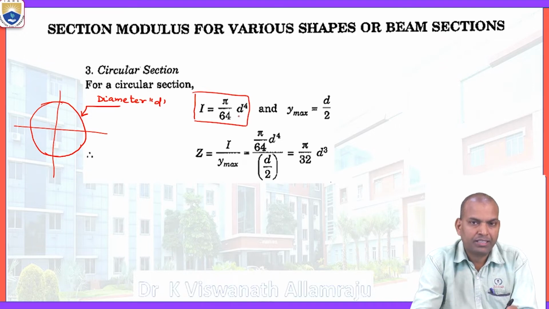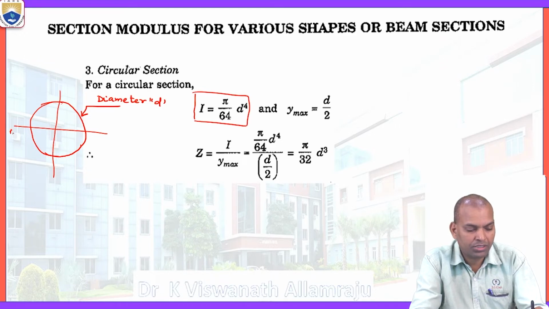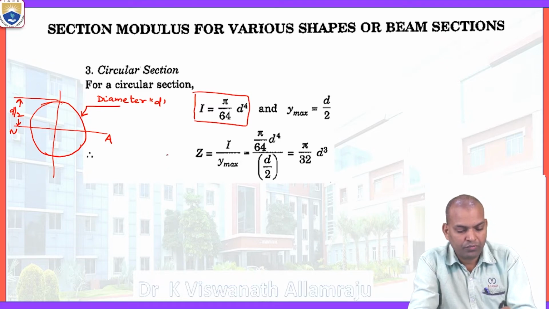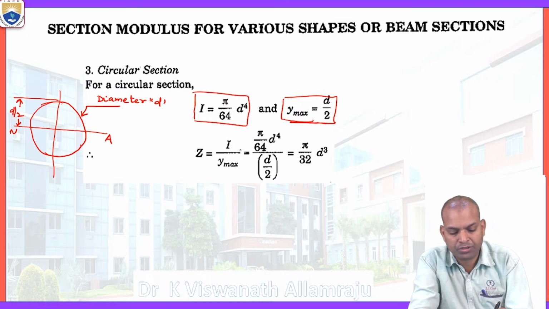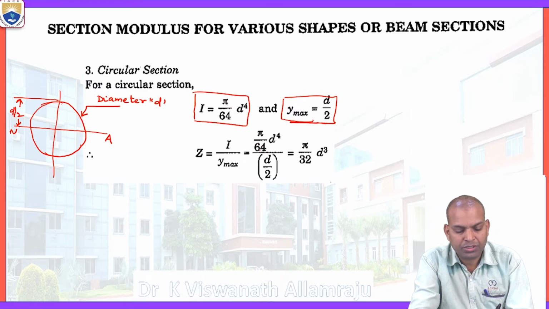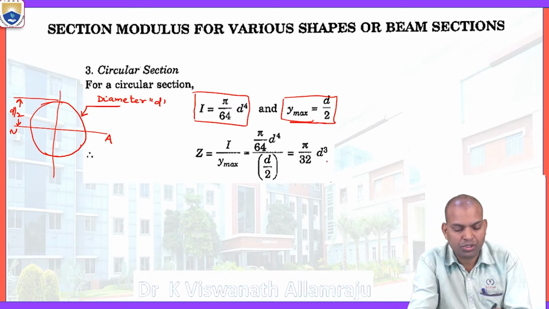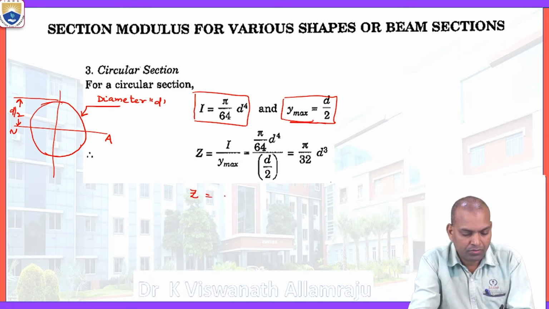And what about y maximum? From the neutral axis, the topmost layer, that is y maximum, equal to small d by 2. Substitute both I and y in the section modulus formula, Z equal to I by y maximum, that is pi d power 4 by 64 by d by 2. Then it becomes pi by 32 times d cube. Z equal to pi by 32 times d cube.